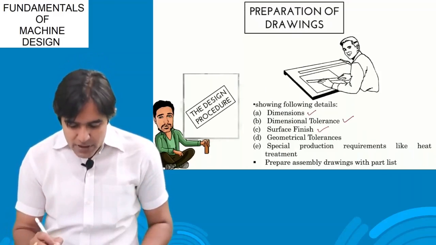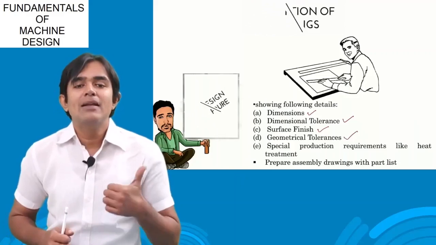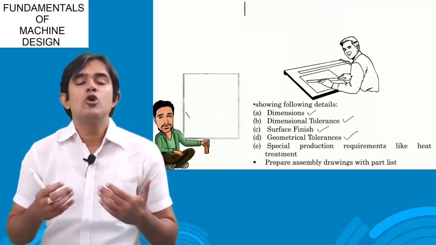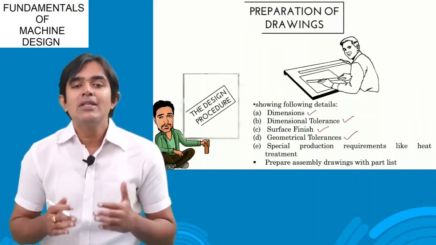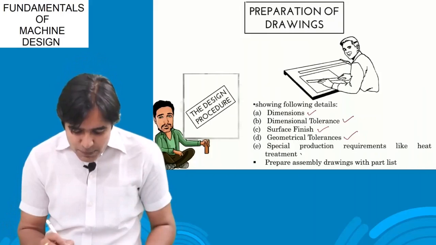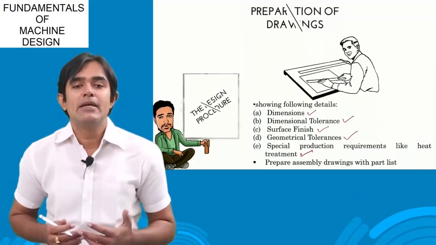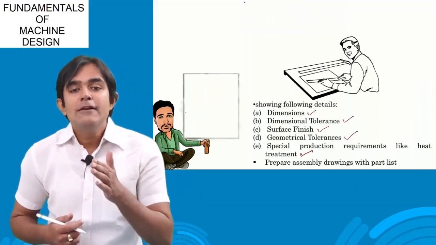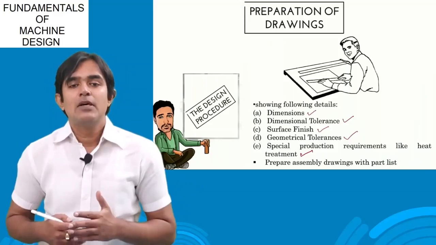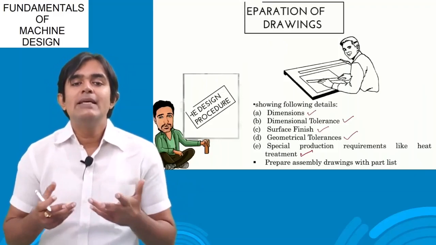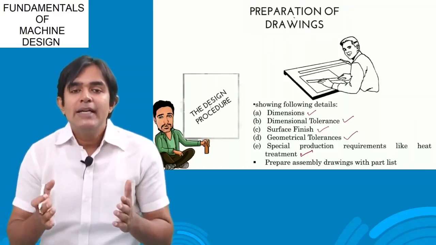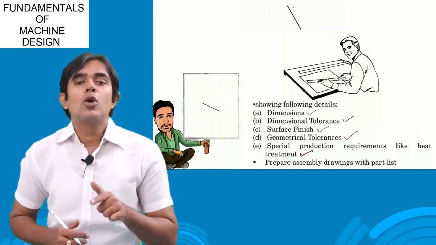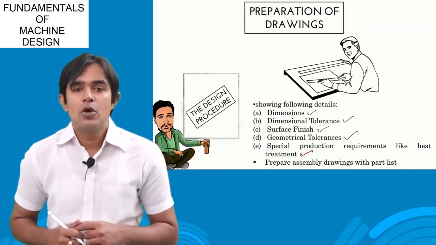I also need to give the geometrical tolerances, like I said, parallelism, perpendicularity, symmetry. Whether the part is having all these geometric tolerances, I need to find out in this step. I need to find out the special production requirements like heat treatment. For example, if I need to do annealing on a part, annealing will relieve the internal stresses from the part so that the part will not fail very easily. So if any sort of heat treatment is done, then I need to do the marking of the heat treatment in the drawings while preparing the drawings.